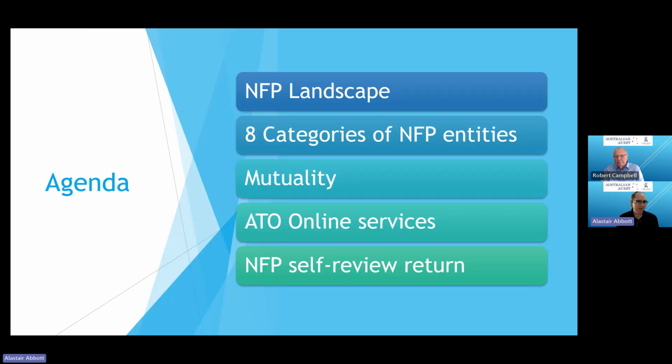So what are we going to talk about? A bit of an agenda to give you an idea of what to expect. I'll start with a brief introduction to the NFP and try and guide you as to where these non-charity NFPs fit in the scheme of things. And then Bob's going to take us through what are the 8 different categories that these have to fit into and how does mutuality interact with that. And then at the end, we'll talk about the ATO online services and how we use that to attend to this NFP annual self-review return, which is the new thing, or the change, in what's being dealt with.